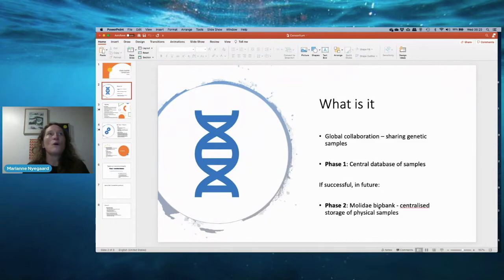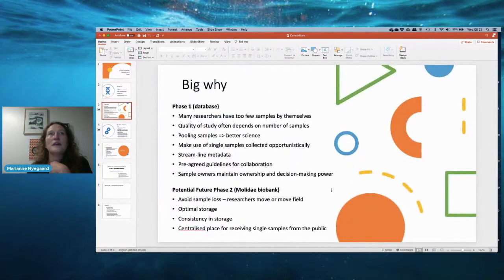And so I pitched this idea to all of you researchers out there. And what it is, it's basically a global collaboration sharing samples for genetic analysis. And I thought it could have 2 phases. Phase 1, where we just do a central database of samples and see how that goes. And if that's successful, perhaps in future, we could look at doing a Molidae biobank, basically physical storage of samples.